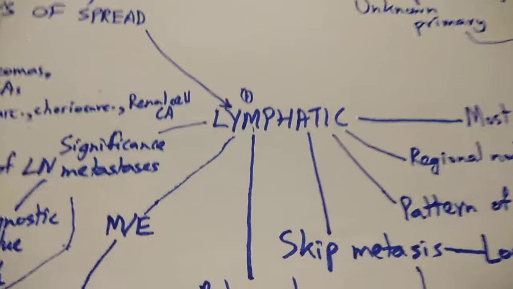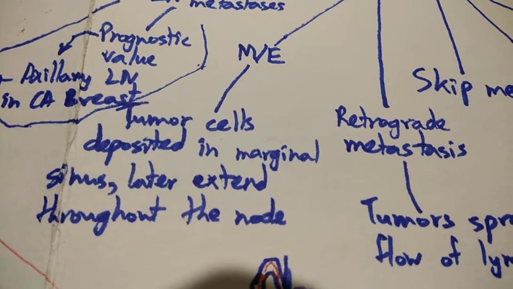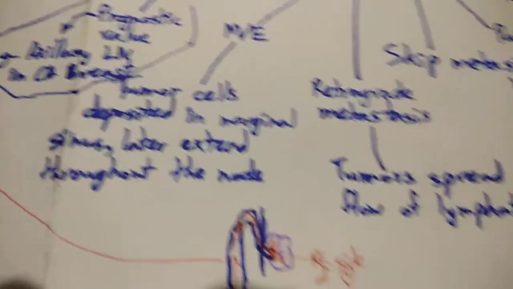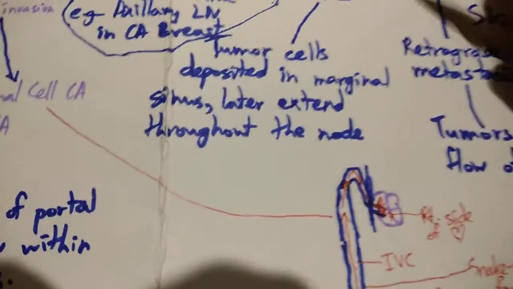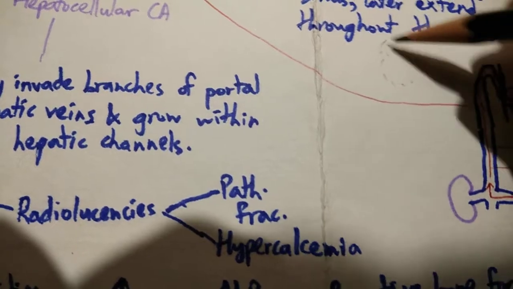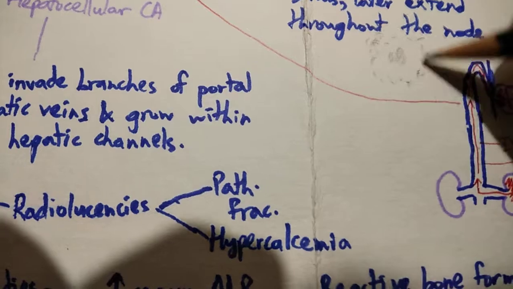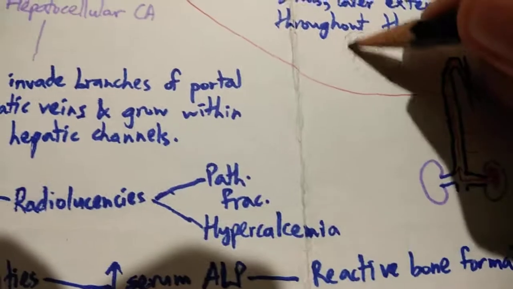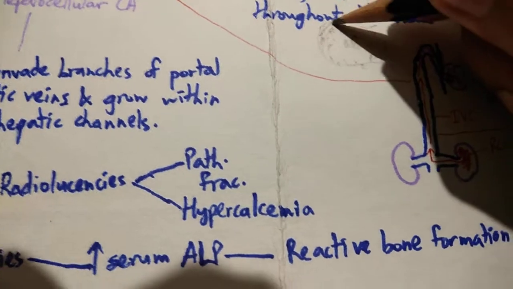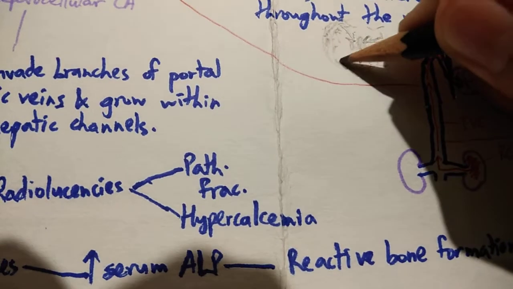Now, on microscopic examination, you find that tumor cells are deposited in the marginal sinus of lymph nodes. But later, they extend throughout the entire node. Probably if you remember from histology, suppose this is the lymph node. You find the follicles, you find the cortex, and this is the capsule, and there's a subcapsular space. It first invades in that space, thickens all around, and eventually extends inwards towards the cortex.